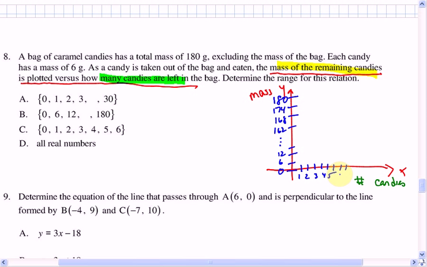So the question is, what's the range for this relation? Range represents what? The x values or the y values? Correct, y values. So we're really looking for all the numbers that describe the mass of the candies. Correct. Okay, don't choose all real numbers because that means it can be in decimal too. Okay, there's no like 1.25 gram candy here. Okay, they're all whole numbers, so no good.